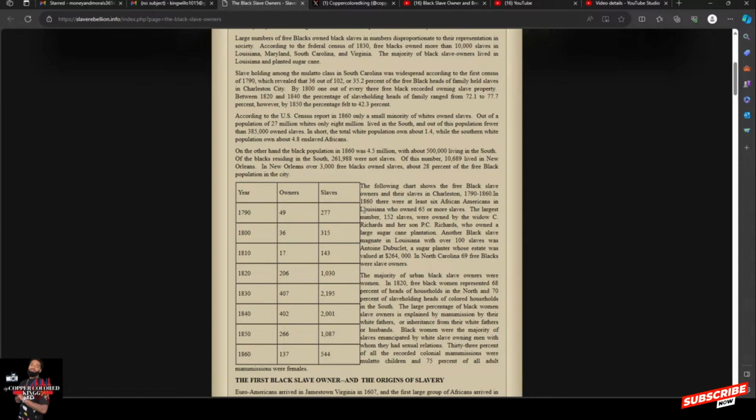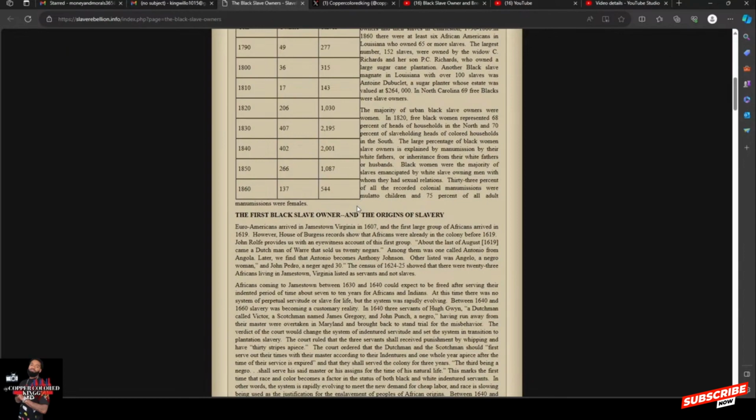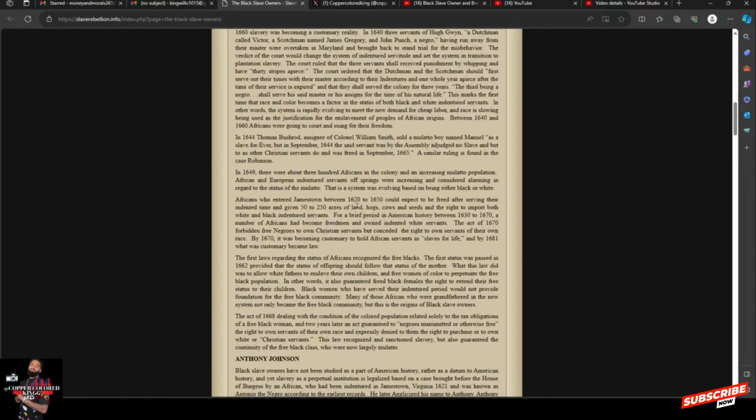And I want to continue this one right here because it's gonna talk about William Ellison and Anthony Johnson and several other slaves. But let's get into it. Right, we're gonna start right here.